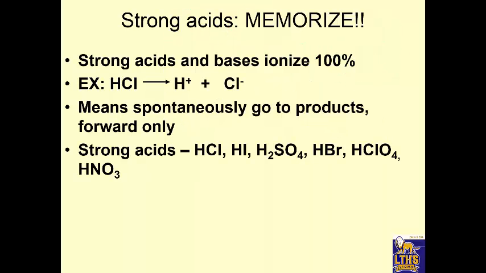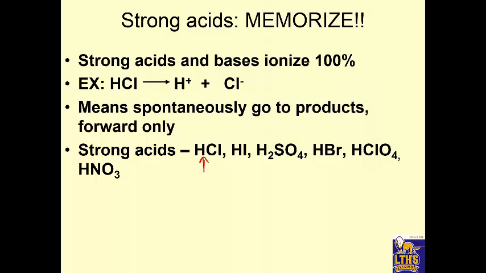Strong acids. Whoa, here we go. What does it mean to be strong? Well, it means that the spontaneous reaction of the compound breaking up into its ions goes forward only, in one direction, 100%. So strong things break up 100% into their ions. They spontaneously go forward. So there are 6 compounds that do this all the time.